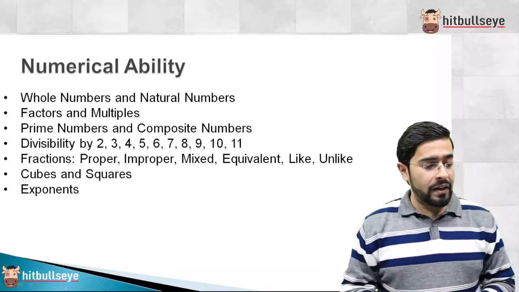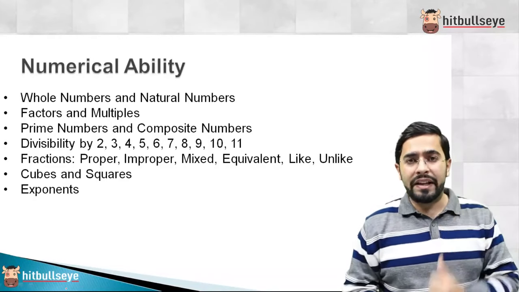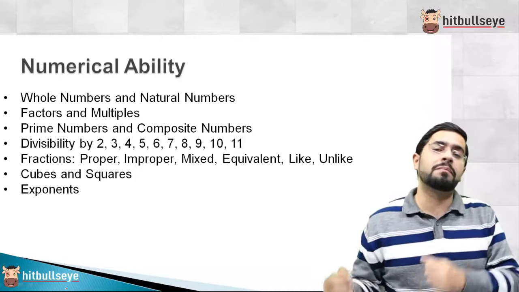So how do you find whether a number is divisible by 3? A number is divisible by 3 if the sum of its digits is divisible by 3.